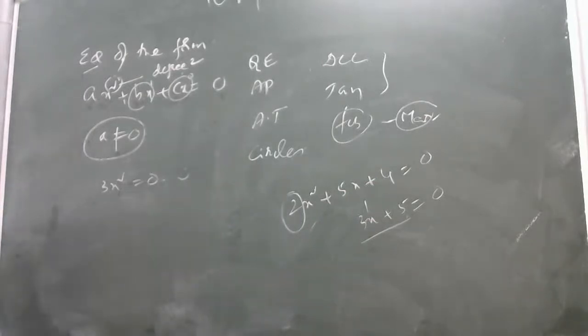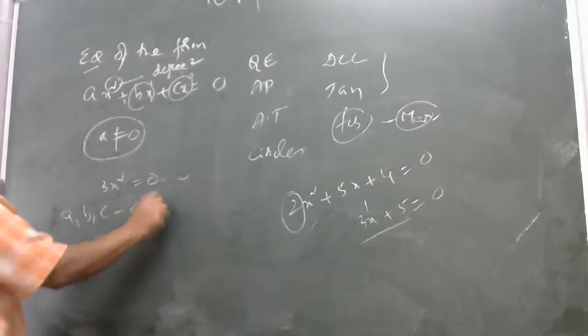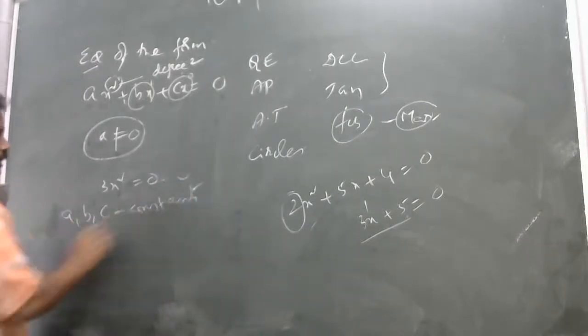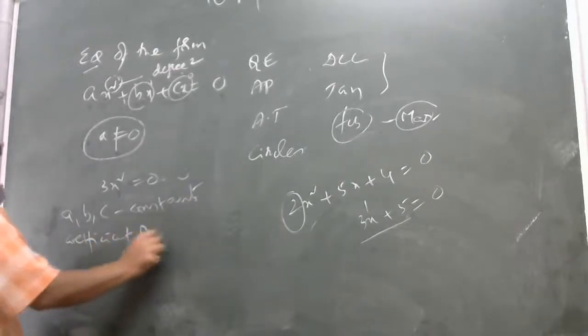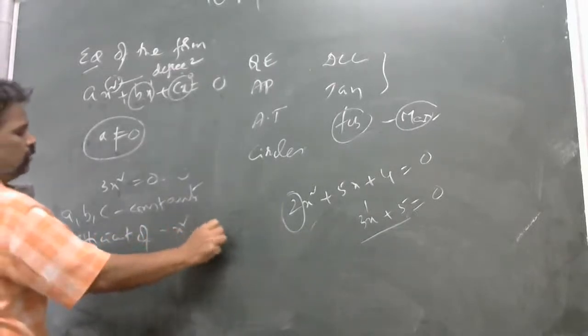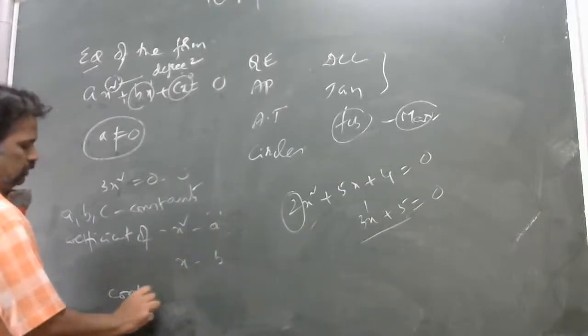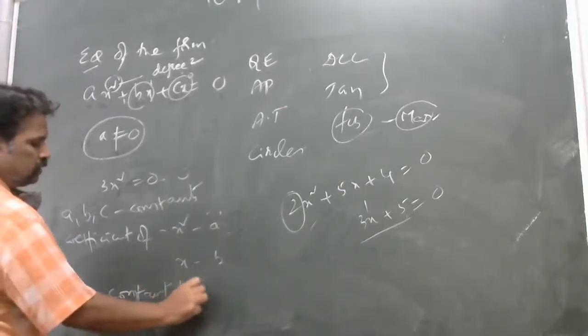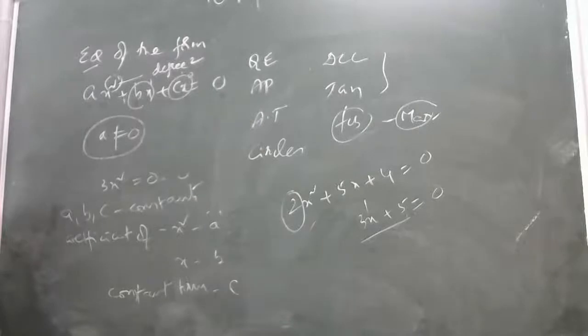A, B, C are called constants, meaning numbers. They are the coefficients of the variable. The coefficient of x² is A, the coefficient of x is B, and the constant term is C. This is the expansion of the quadratic equation. Like the parts of a plant, the leaf, the quadratic equation has parts. Are you clear what a quadratic equation is?